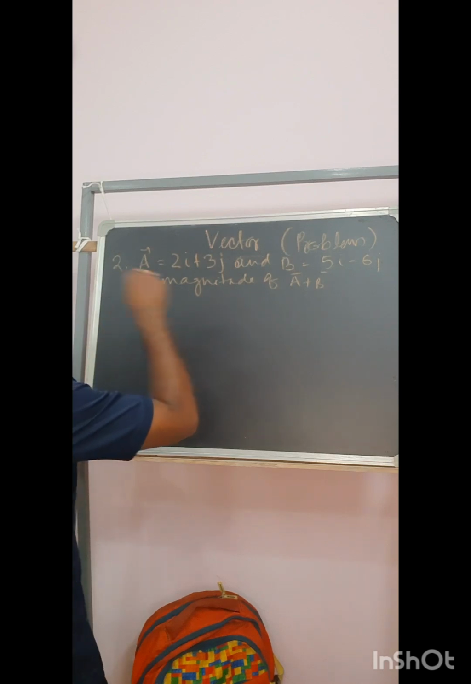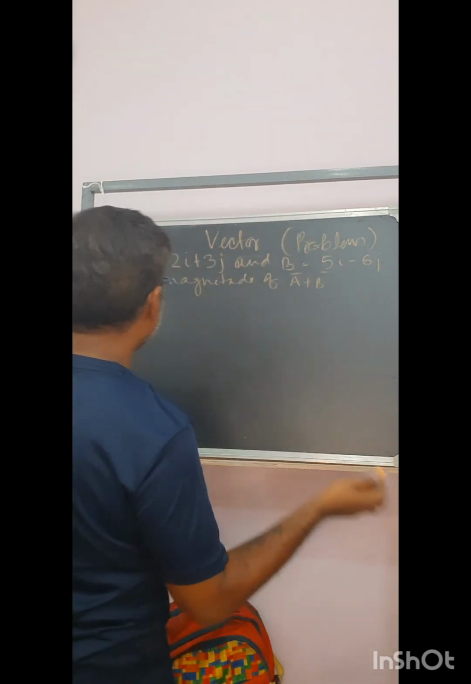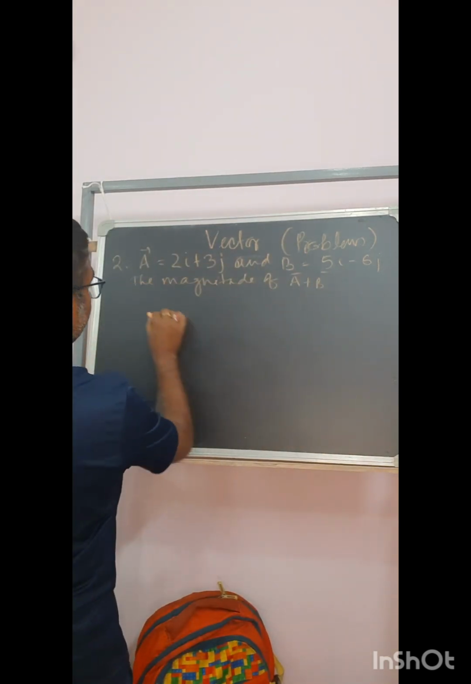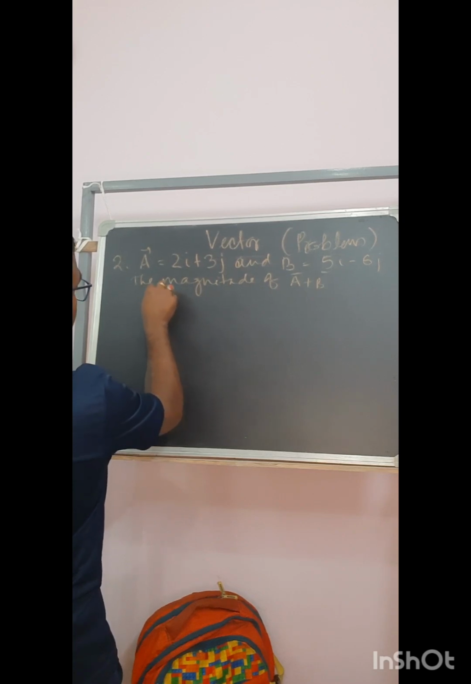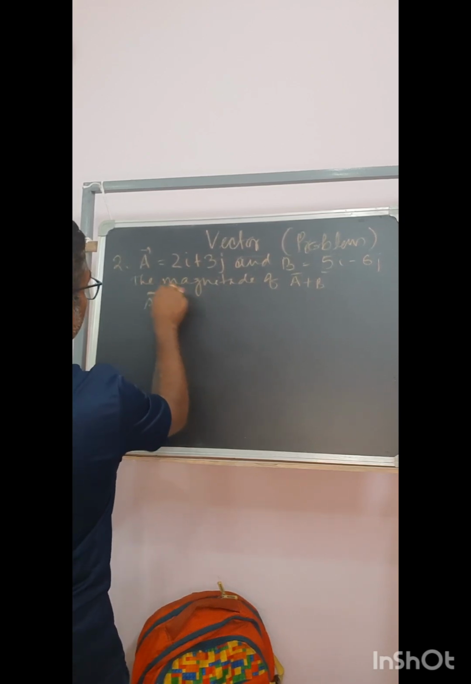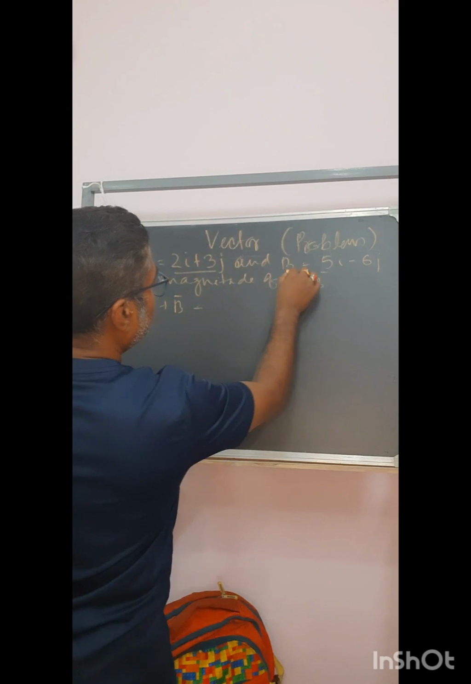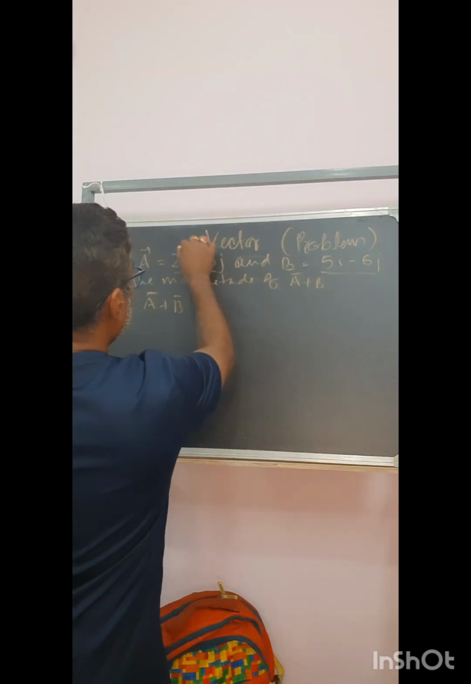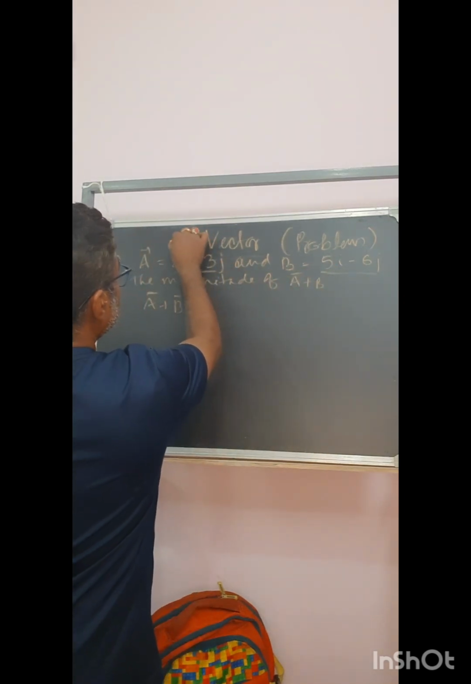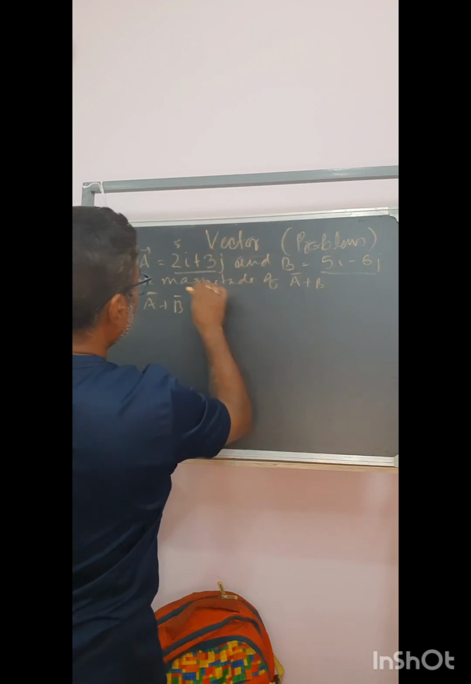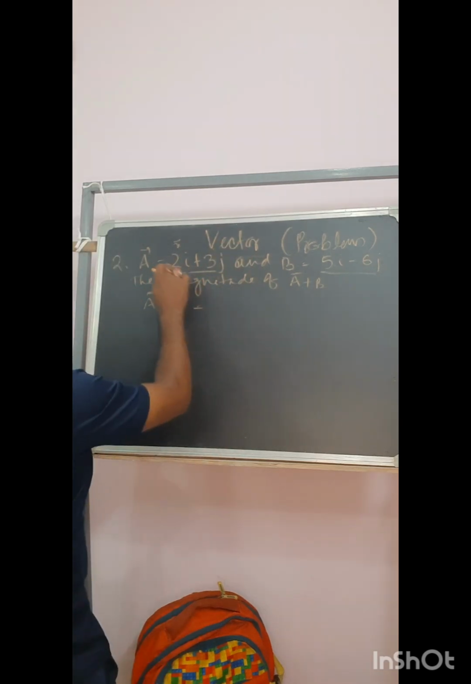So by the earlier method that we did already, if you find A plus B, it is equal to, if I add together, this is the x component. This is the x vector and this is the y vector, because i is the unit vector towards x and j towards y.